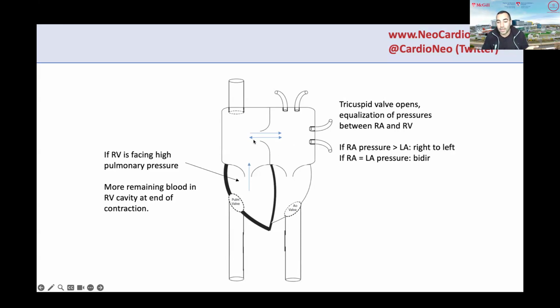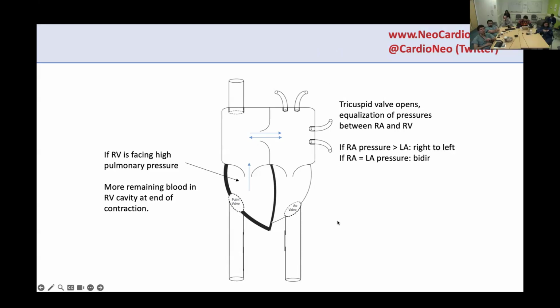The other thing that's going to happen is, as the RV is not able to send blood flow into the lungs, there's much less blood flow coming back to your LA, so your LA pressure will fall. So the relationship between the RA and the LA pressure will favor right to left shunt if you have a communication. Does that make sense?